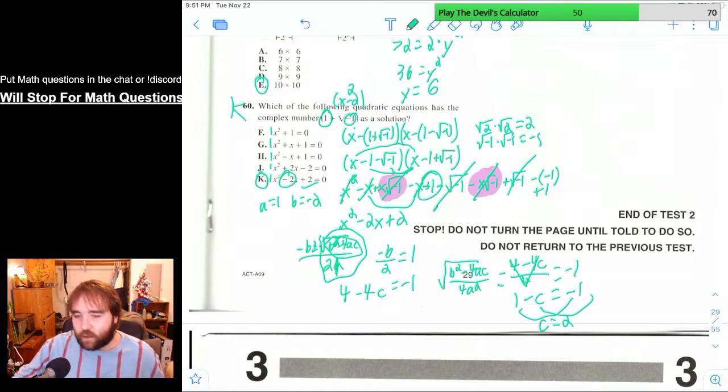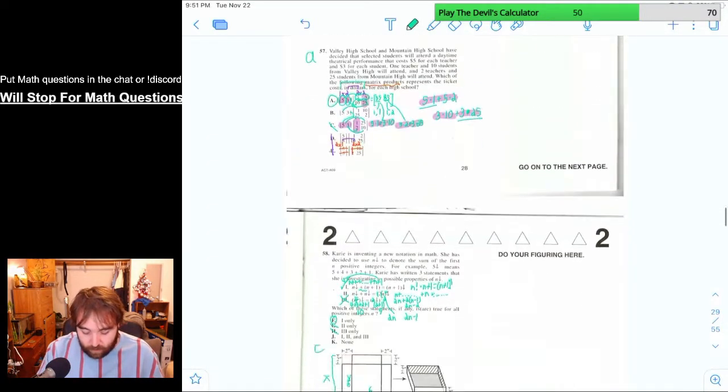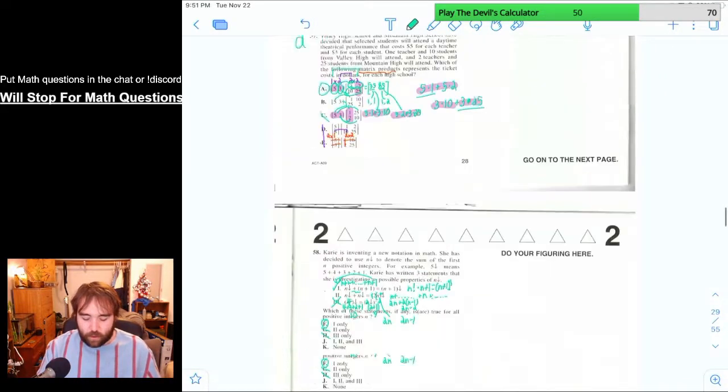That was a little extra way to solve it. The second way we solved that was definitely better. But that's the ACT. So those were not as hard as I thought they'd be at the end. I thought that would be the hardest.